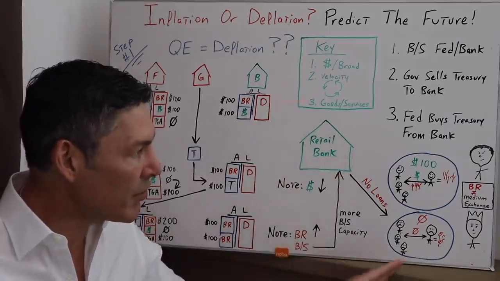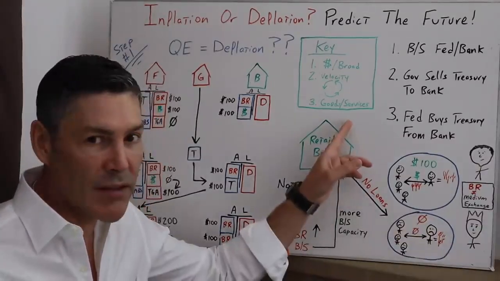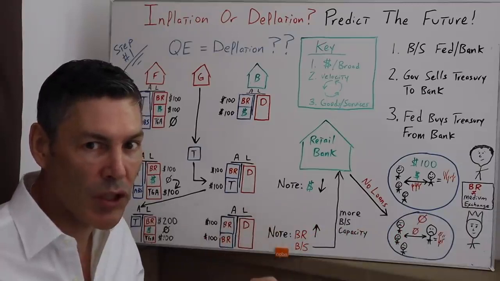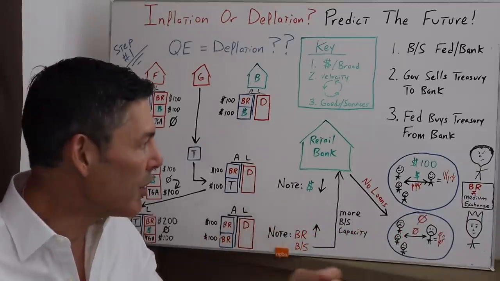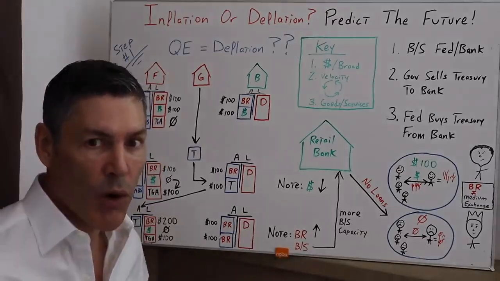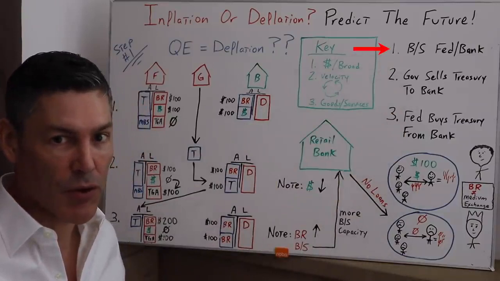So now that we understand Brent's view, the bond king's view, we understand these keys, and we understand the view that bank reserves can only be used to create additional loans. Now, let's go ahead and dive right in. We're going to start by looking at the balance sheet of the Fed and a typical commercial bank.